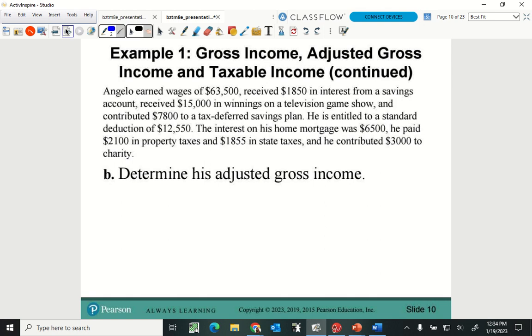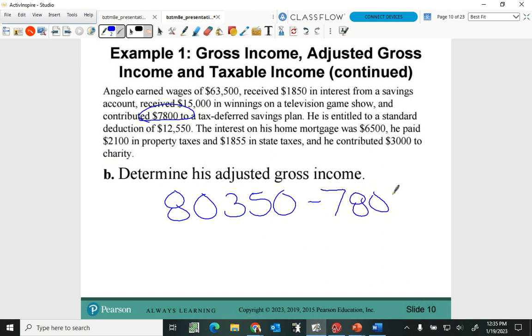Determine his adjusted gross. We said he had an adjustment, didn't he? Adjustments are things that he pays taxes on later. So I'm going to take my gross, which was 80,350, minus the adjustment, which was 7,800. That gives $72,550. Okay.